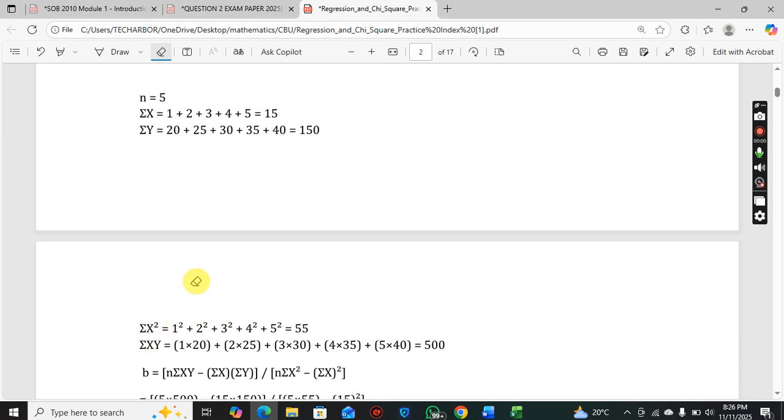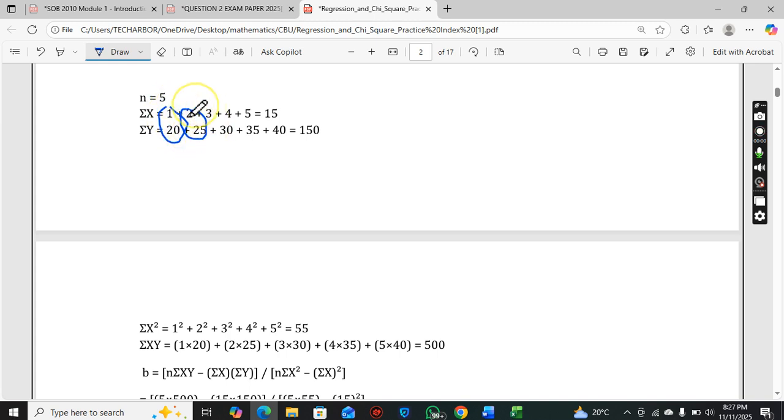So sigma xy, you're just multiplying the x values by the y values. 1 times 20, 2 times 25, 3 times 30, 4 times 35, 5 times 40. After you multiply all of them, then you add. So we're getting 500 here. Any questions before we start putting the values in the formula?